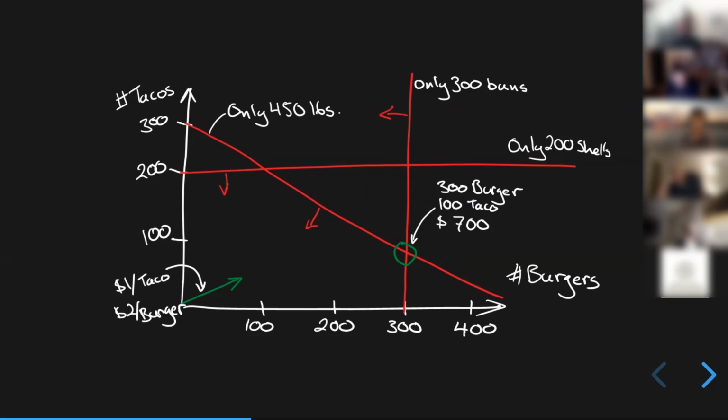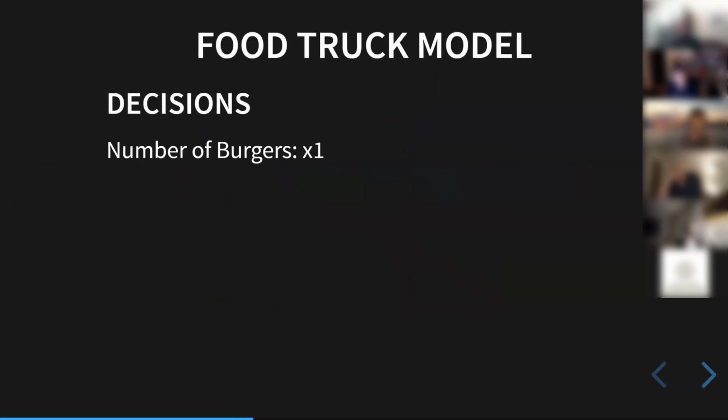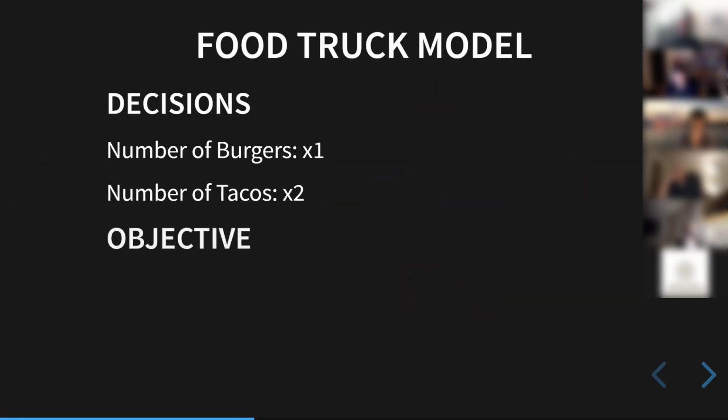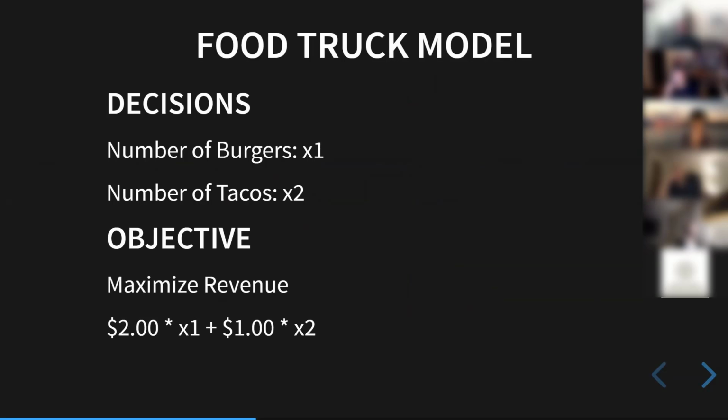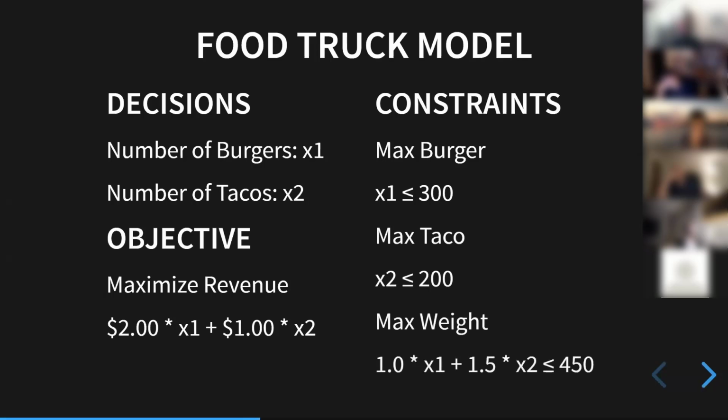Okay, we have visualized it. Now, if we write that description out, we're going to say, hey, we're going to have a few different decisions: the number of burgers and the number of tacos. Our objective is to maximize revenue, which we calculate using $2 times the number of burgers and $1 times the number of tacos. We have constraints, which is the max burger, which is what we visualized. It's going to be less than or equal to 300. Max taco is less than or equal to 200. And then we have our weight constraint.